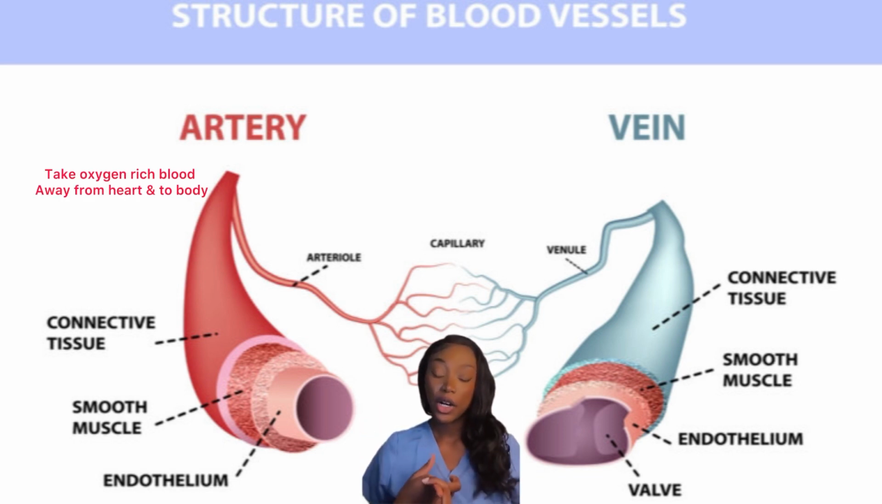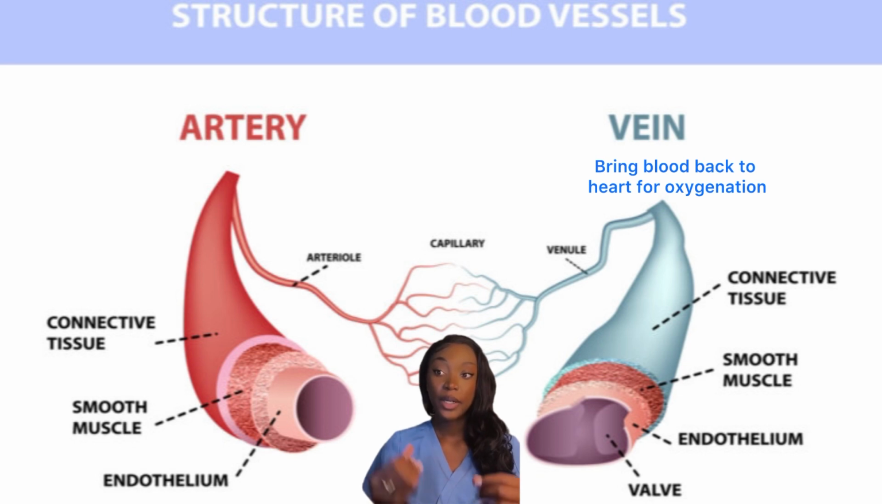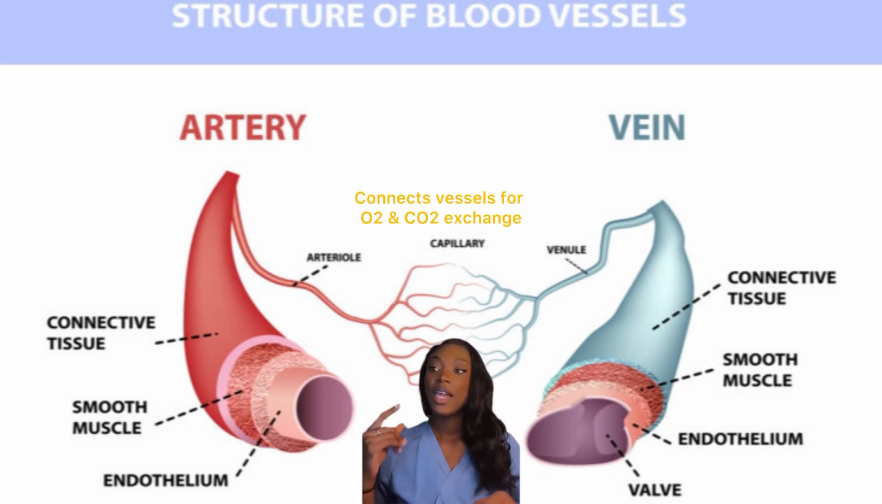But basically, arteries carry oxygen-rich, oxygenated blood away from the heart and to the body tissues, while the veins carry oxygen-poor or deoxygenated blood from the body cells and to the heart so that it can get oxygen. And finally, we have capillaries that are tiny and have thin walls, and they connect arteries and veins to allow for the exchange of oxygen, nutrients, and waste.